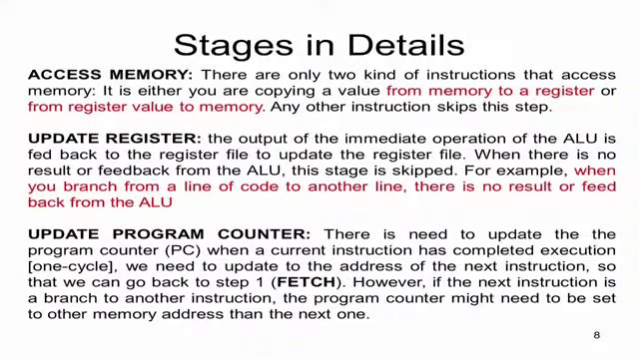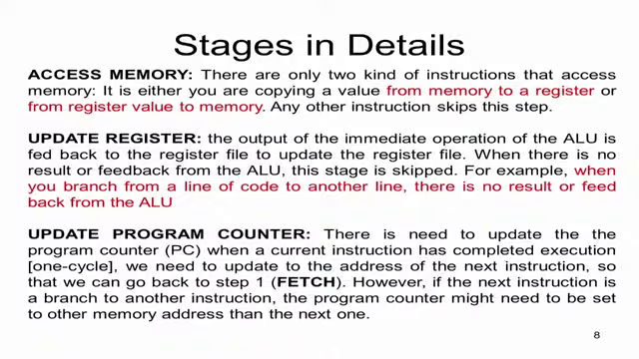So now I made a comment written in red there. I said, for example, when you branch from a line of code to another line, there is no result or feedback from the arithmetic logic unit. So what it means is that at that point, the ALU would not feed. There won't be any feedback to the register at that point. So that point can be skipped.